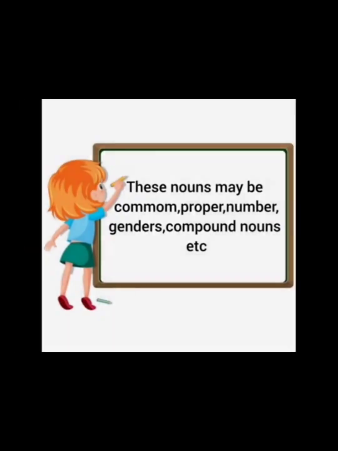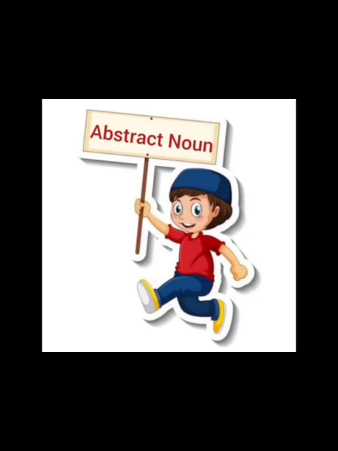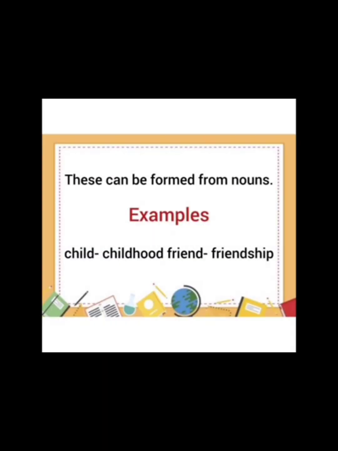Then the next difference is that concrete nouns may be common nouns, they may be number nouns, they may be genders, they may be compound nouns, etc. Abstract nouns are formed from nouns. For example, child is a noun and we can change it into an abstract noun like childhood. Friend is a noun and we can change it into an abstract noun, that is friendship.